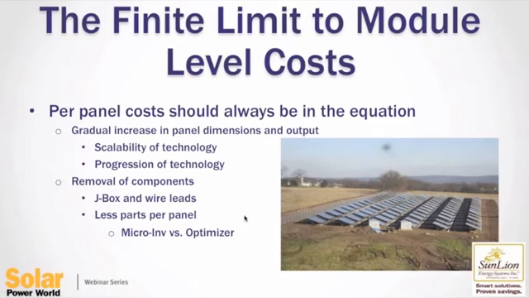Okay. So when we look at per panel costs, one of the trends we've seen in the last few years is the gradual increase in both panel dimensions and the wattage output. So rarely do we see 54 cell panels. The installers kind of bemoan those days because those were nice and light. Now we're seeing 60 cell and a lot of 72 cell coming in. We're also seeing that the efficiencies, both in cell output and manufacturing technologies, have helped to increase the output of a given size panel. And that leads to scalability of technology and progression of technology questions.